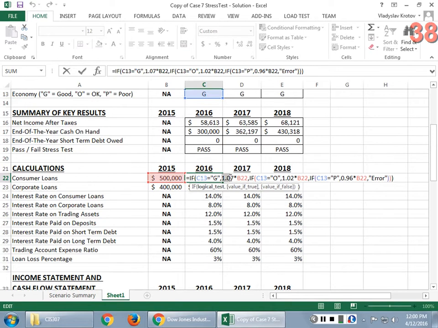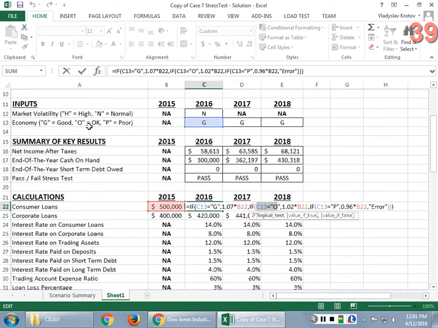So that's how if works. Condition, output if true, right? You multiply it by 1.07, meaning you increase it by 7%. And then condition if false. And that's where you put your second if, the nested if, right? So if it's not G, then if it's O, and O means the economy is doing okay, then consumer loans will grow by 2%, okay? Then if P, meaning the economy is poor, then consumer loans will actually decline by 4%, okay?